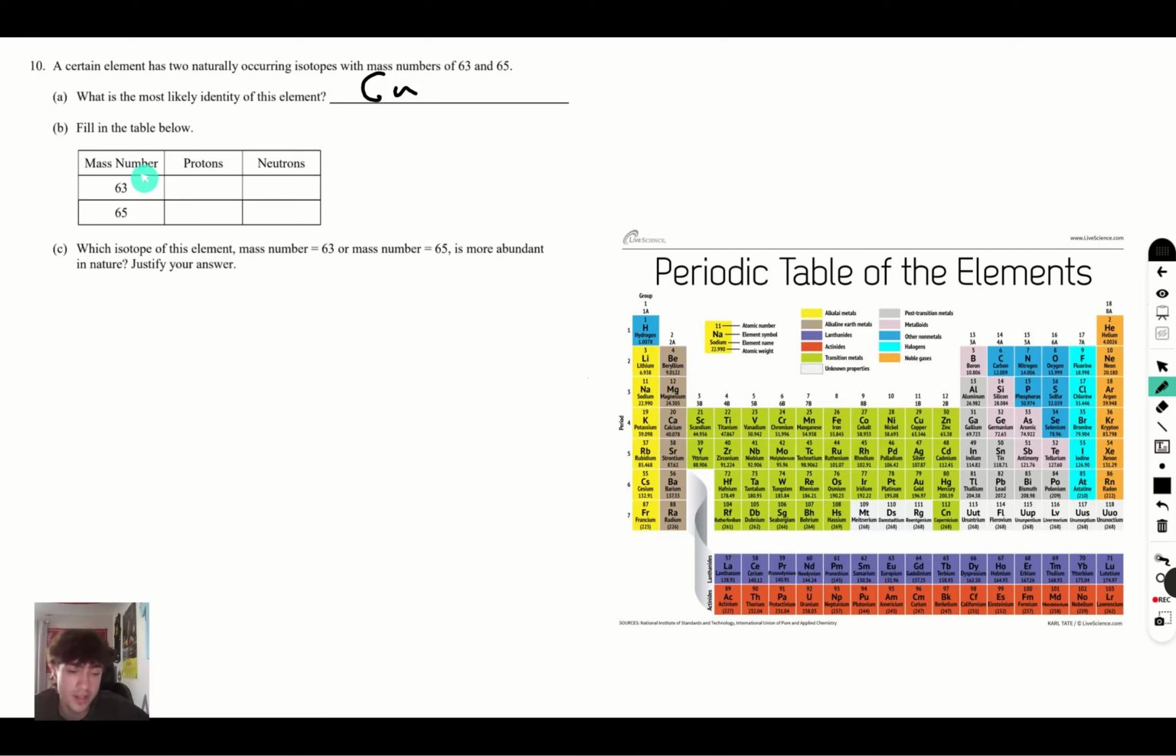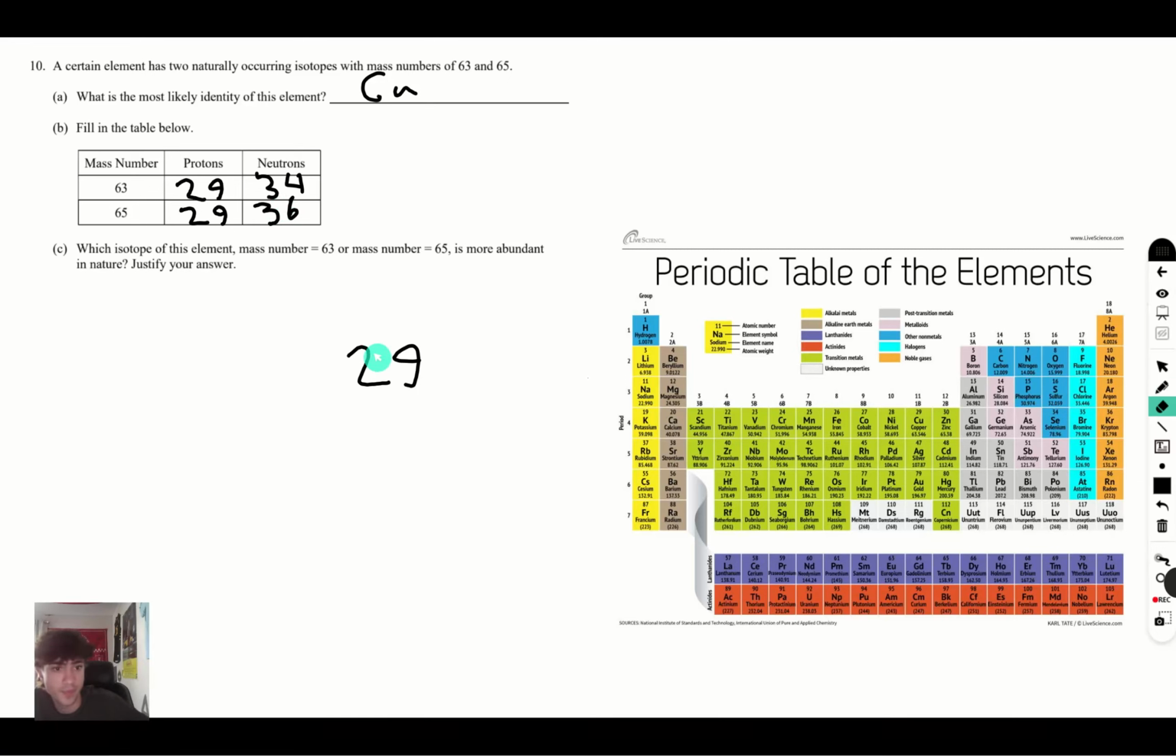The mass number is always going to be the protons plus neutrons, because remember, electrons have very close to zero mass. So if we take a look at copper, copper is 29th on the periodic table. So that means that the number of protons is going to be 29 no matter what, or else it would be another element. Now the number of neutrons is going to be 63 minus 29, which gives you 34. And in this case, it's going to be 65 minus 29, which is 2 greater than 34. It's going to be 36.